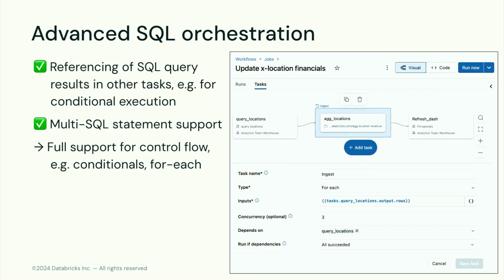All right. We've also integrated even deeper with SQL. So you can now reference the result of a SQL task in the next task. So you can use it, for example, to parameterize what is happening next. You can see this on the right side here. The first task queries the locations of my stores, for example. And then the next task, which is a for loop, loops over all of those store locations, and the aggregation location notebook here aggregates the revenue of that specific store location.